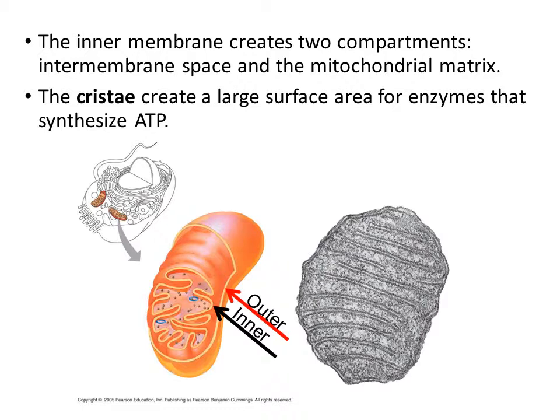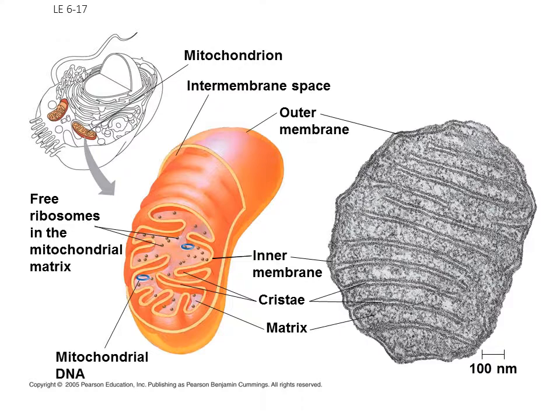Like I stated, the cristae is going to generate extra surface area. Why is this important? Enzymes are going to be embedded in the inner membrane. So therefore, by creating extra surface area, you can put more of these enzymes there. Therefore, you can generate more ATP. This is a transmission electron microscopic view of the mitochondria. This helped scientists draw the image to the left.